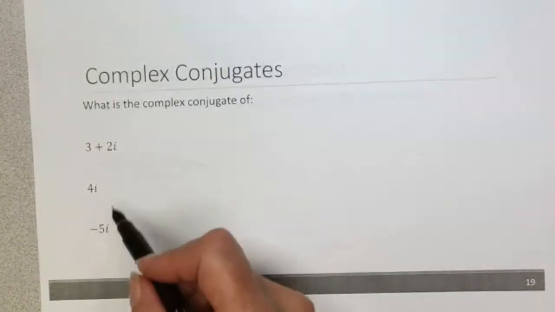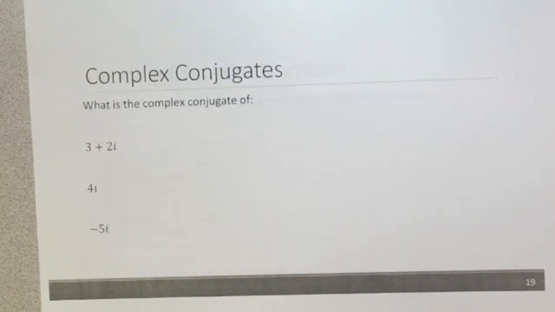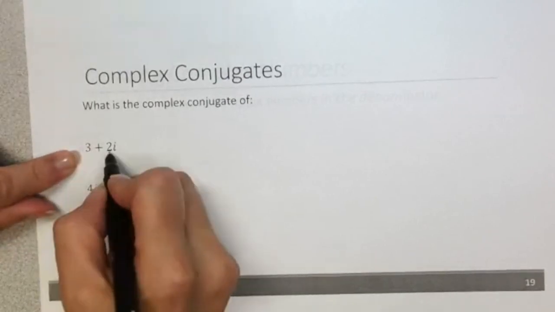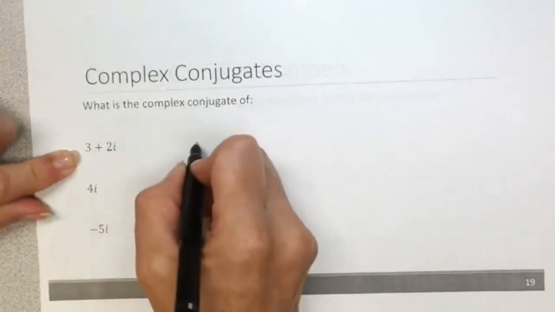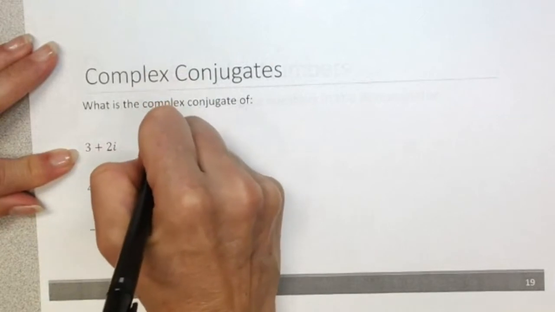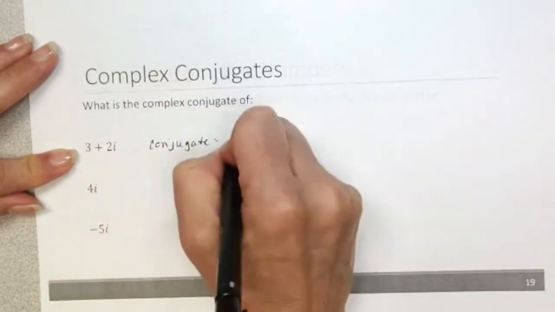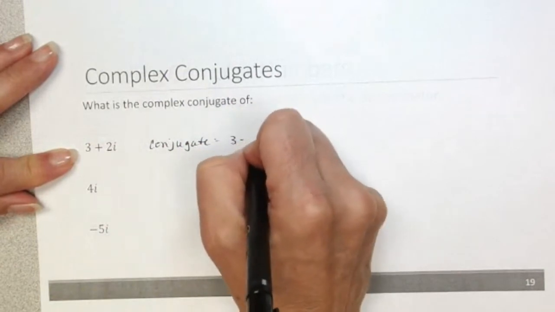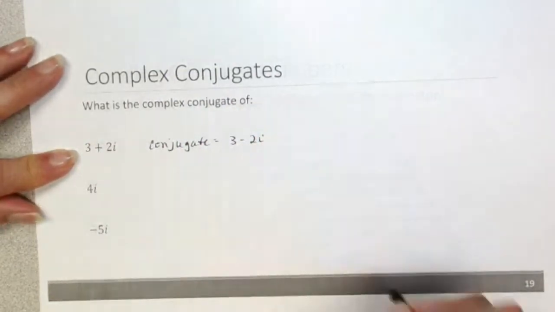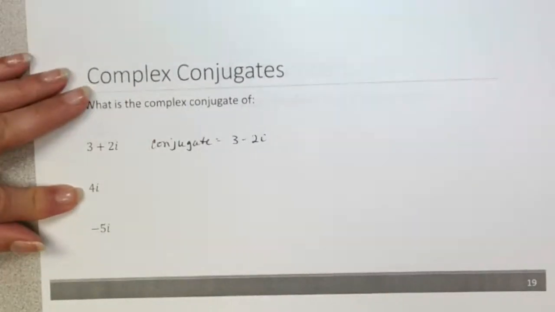All right, let's look at a couple of examples practicing finding the complex conjugate. The first one is easy, right? 3 plus 2i. What is the conjugate? The conjugate is going to be 3 minus 2i. Same thing, just change your sign, right? 3 minus 2i.